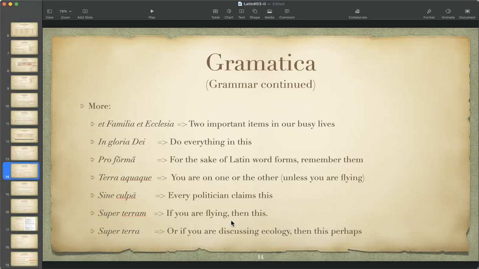Super terram. Above. If you are flying, then this. Above. Above the earth. Super terra. About the earth. Yeah, if you're discussing ecology.